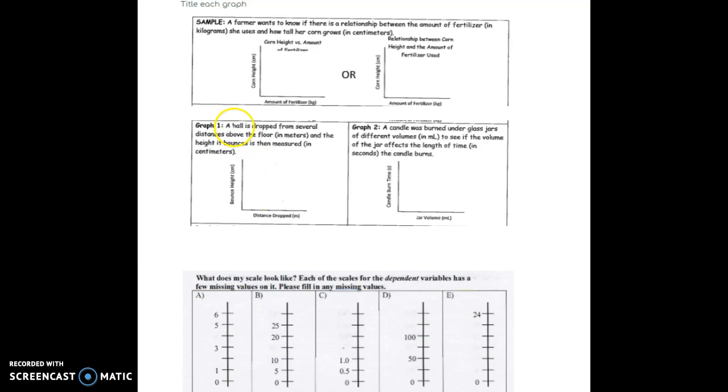All right, so for graph 1, this is very similar to the one we just did. Ball is dropped from several distances above the floor in meters, and the height it bounces then measured in centimeters. So I'm going to label this one distance dropped. Make sure I'm spelling things right. Versus bounce height. All right, there you go. Do the same for the rest of them, and then go down to the bottom.